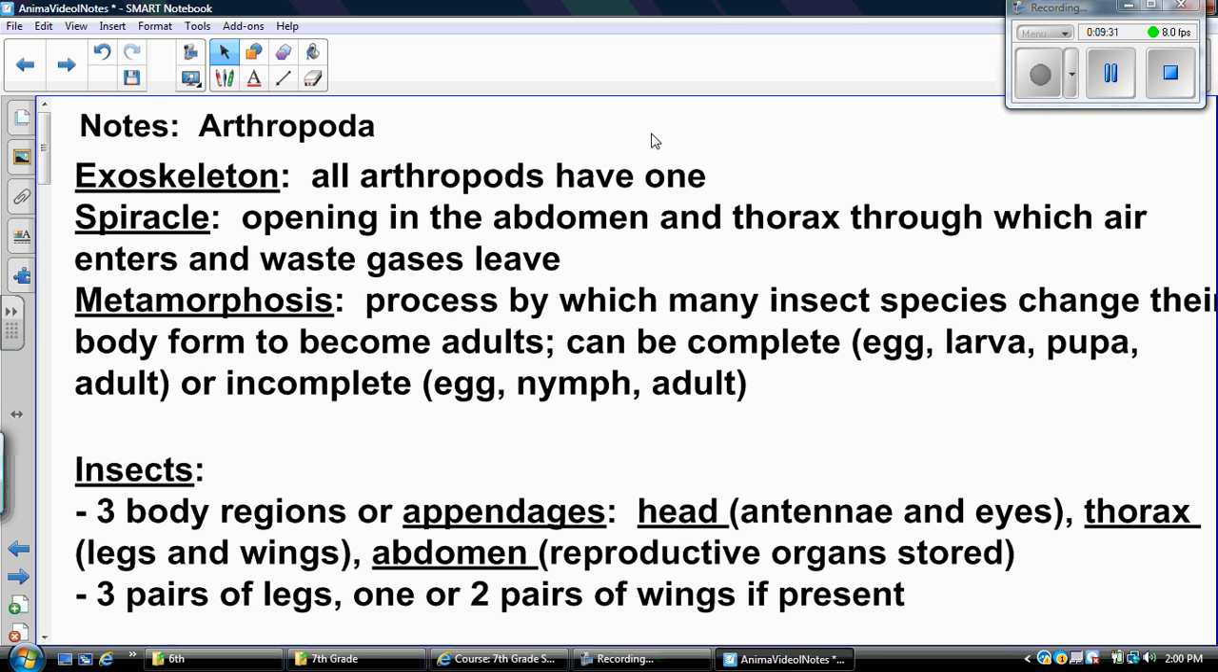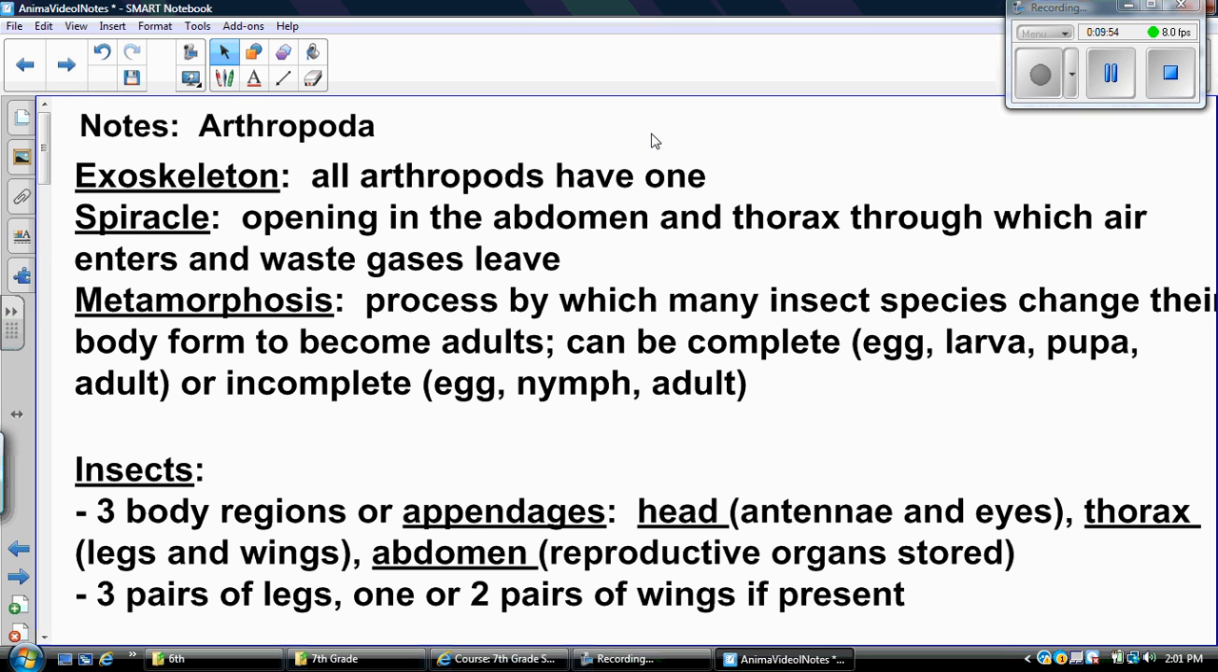Arthropods. Okay, arthropods. We've got our insects, the largest section of animals. They have an exoskeleton. All arthropods have one. Remember, that's what's going to help protect them. They have a spiracle, which is an opening in the abdomen and thorax through which air enters and waste gas leaves, so it's kind of like our lungs.